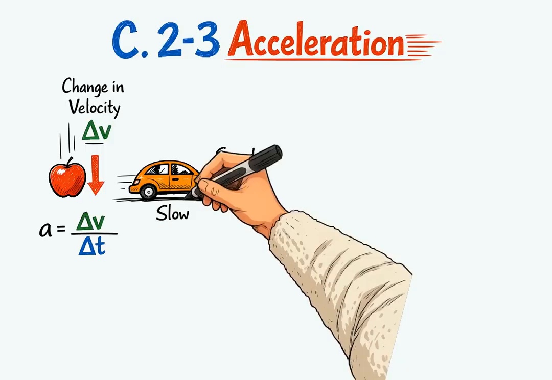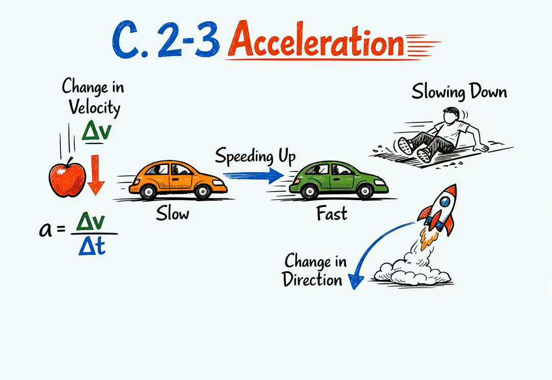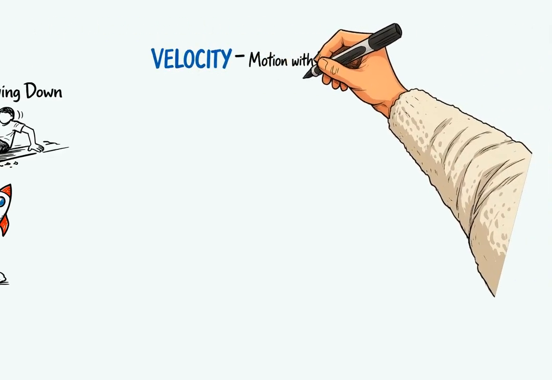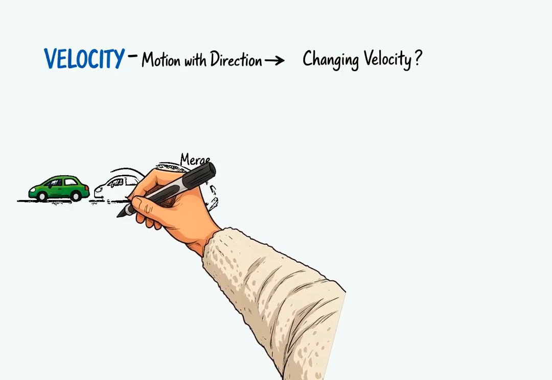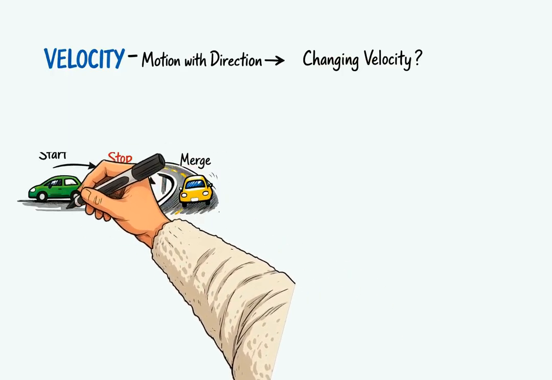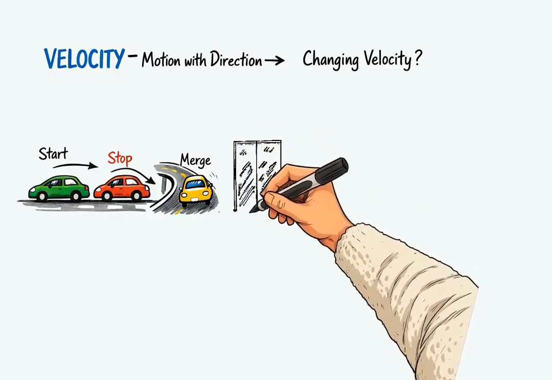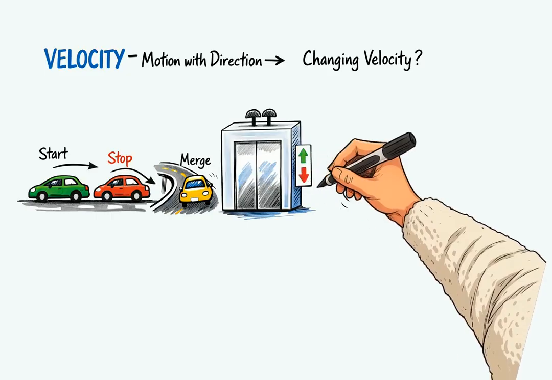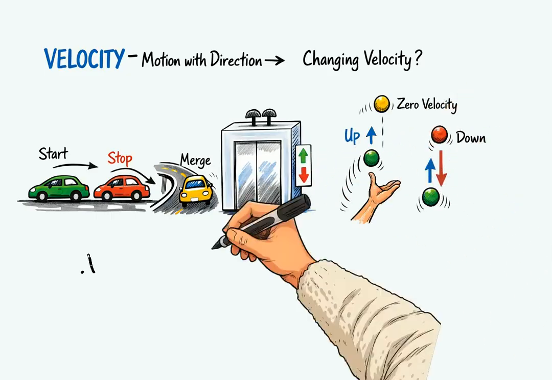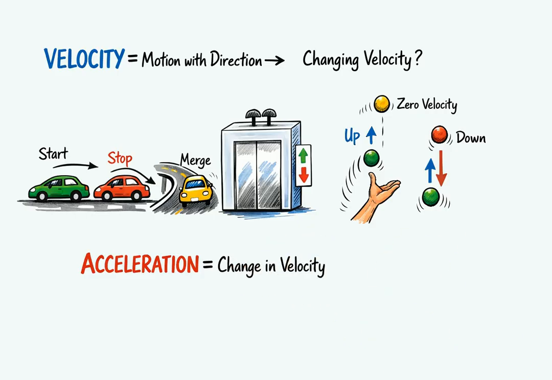Section 2-3. Acceleration. Velocity describes motion with direction built in. The next natural question is what it means for velocity itself to change. In real motion, changing velocity is the rule rather than the exception. Cars start, stop, and merge. Elevators speed up and slow down. A ball thrown upward steadily loses upward velocity, reaches zero for an instant, then gains downward velocity. The quantity that captures change of velocity is acceleration.